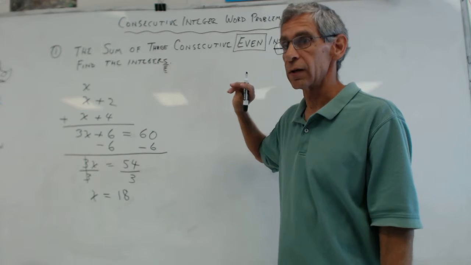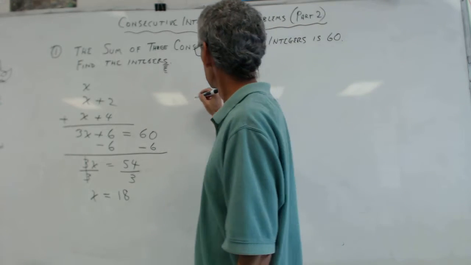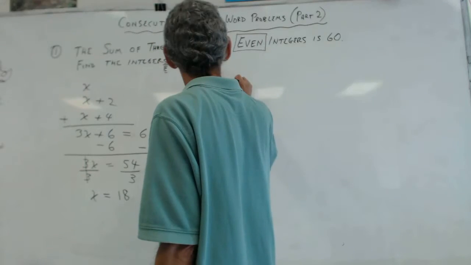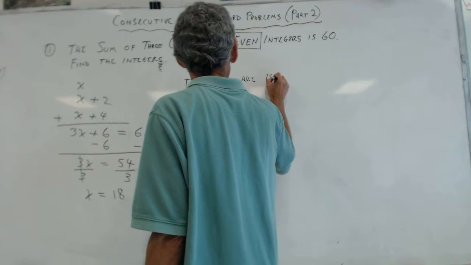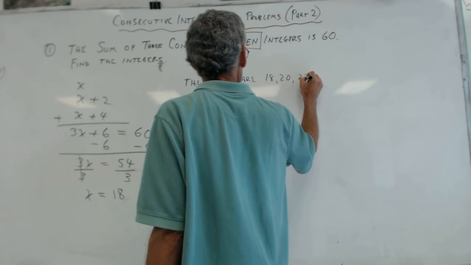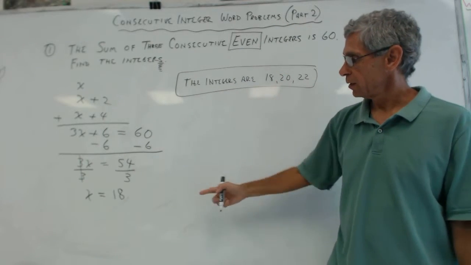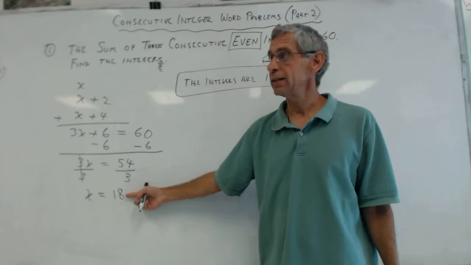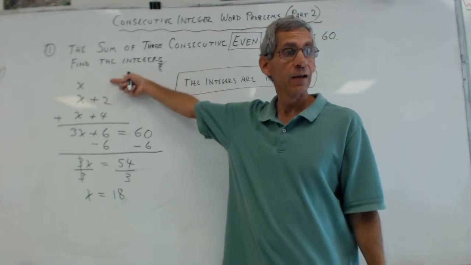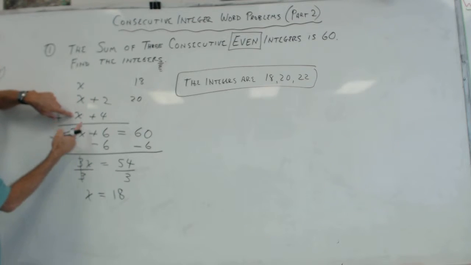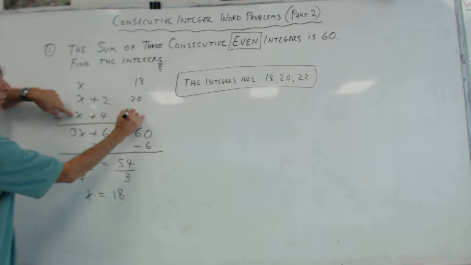So Skylar, help me. You have to write the integers, which are 18, 20, and 22. I know that my first number, x, is 18. I come back up here and I see my first number is x, which is 18. My second number is x plus 2, which is 18 plus 2, which is 20. And my third number is x plus 4, which is 18 plus 4, which is 22.